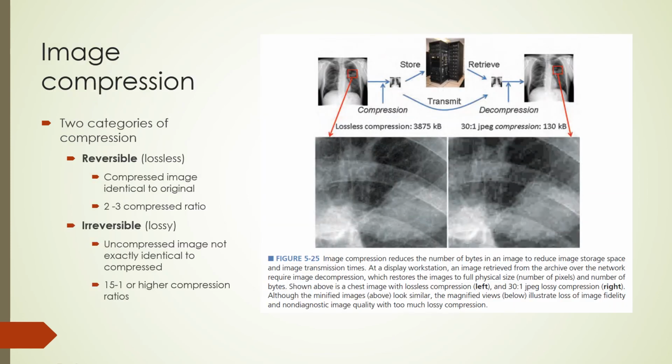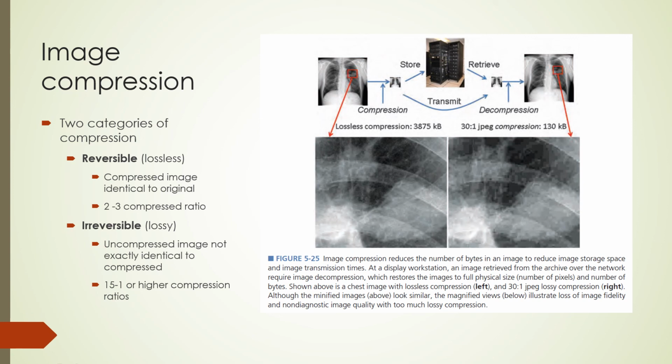Let's finish with image compression. Because of the large volume of imaging data generated daily in radiology departments, storage can be a challenge. Images are usually compressed before storage to save space. There are two categories of compression: reversible, also called lossless or recoverable compression, and irreversible, also called lossy or non-recoverable compression. In reversible compression, the uncompressed image is identical to the original. Typically, reversible compression provides compression ratios from about 2 to 3.